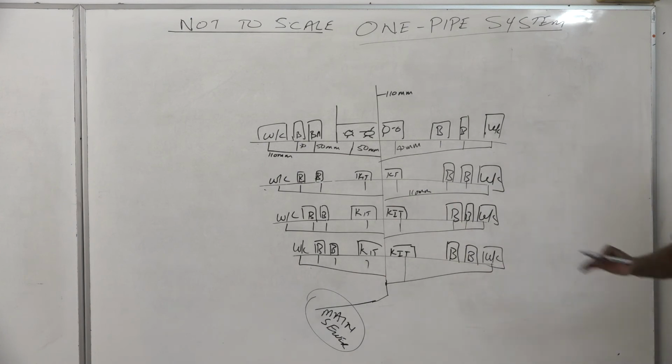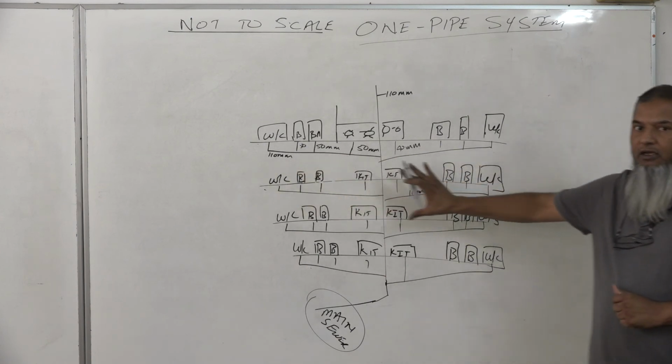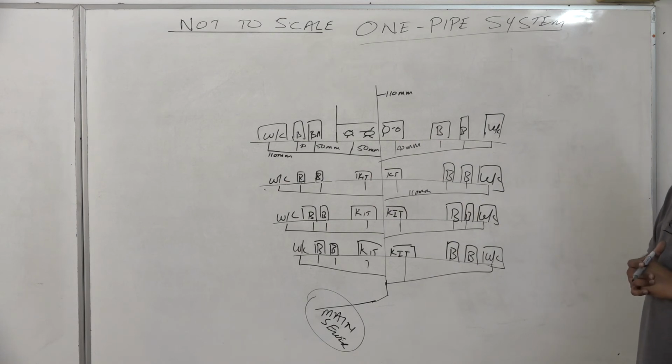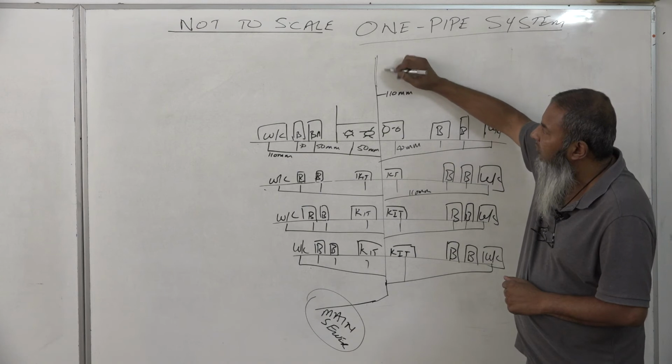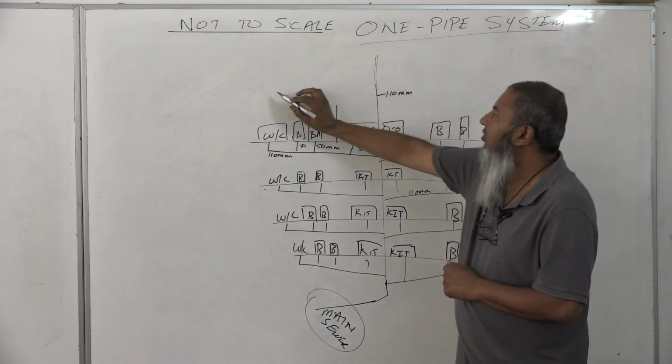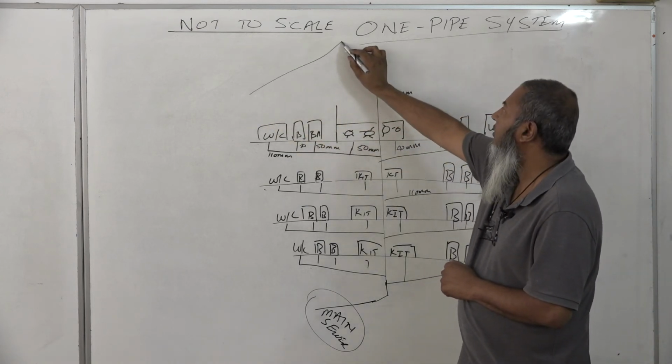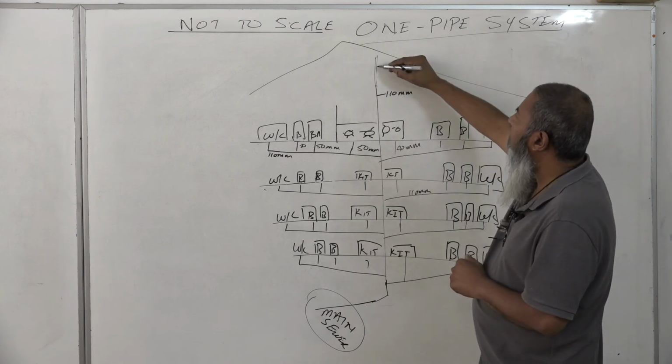Okay. Now note here we have no ventilation, so we have to create the ventilation. This 110 mm pipe normally goes out of the roof. So the roof of the building will come up. That way it goes out of the roof.